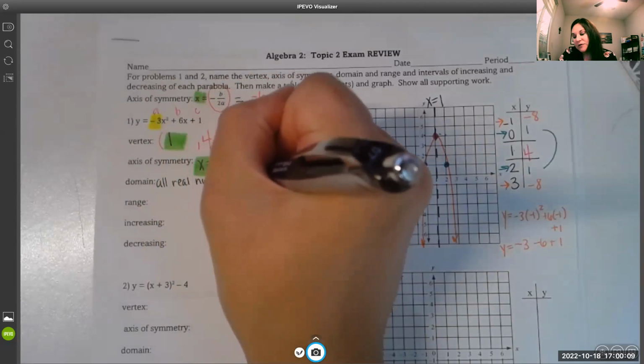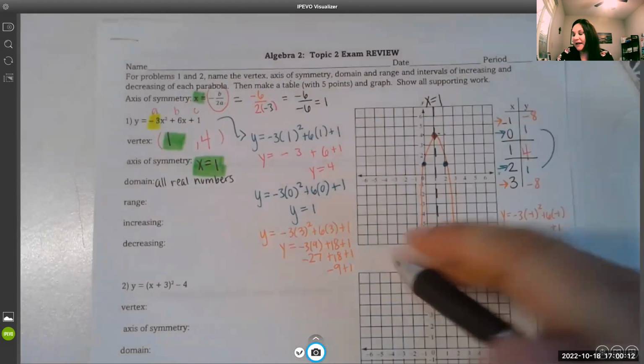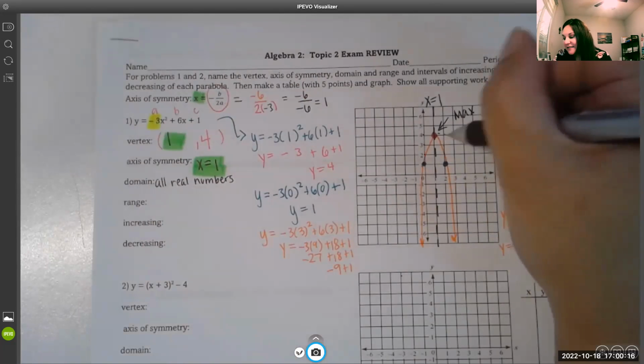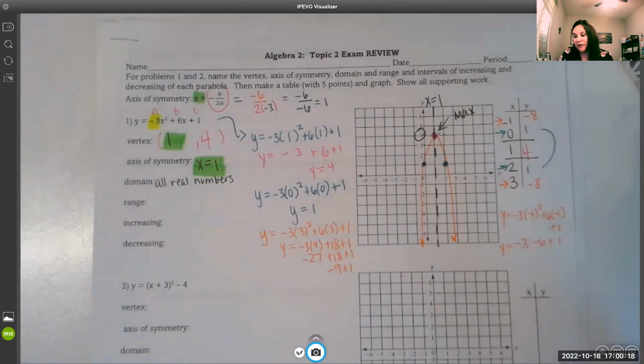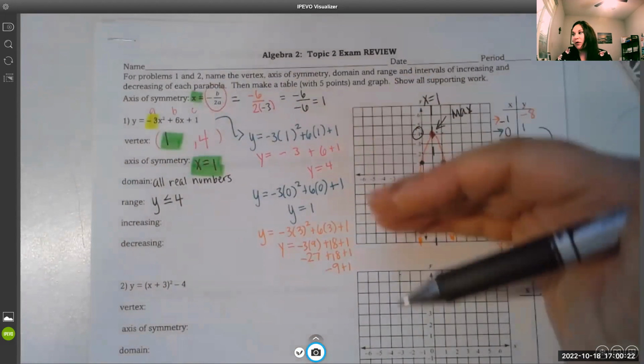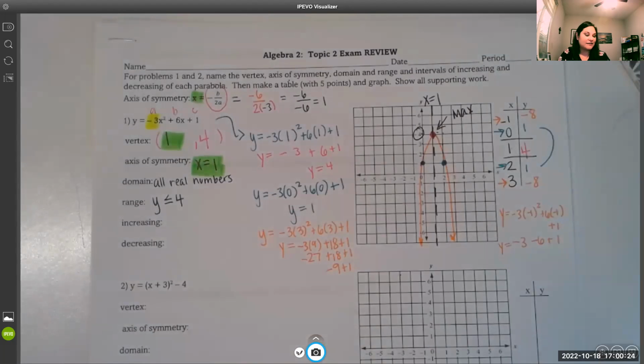The range, because my graph is pointing down, this is the highest point. This is the maximum value. And so y equals 4 is the greatest, and y is less than or equal to 4 would describe all the other y's that are underneath.